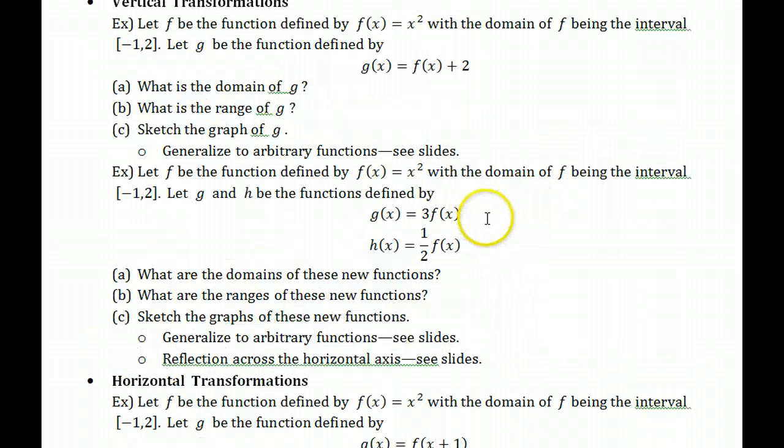Okay, for the next one, we're looking at the same function f, and now we're defining 2 new functions in this next example. One is called g, one is called h, defined by these formulas: 3 times f of x and 1/2 times f of x. What's that going to do to the graph of f? What are the domains and ranges of these new functions g and h?